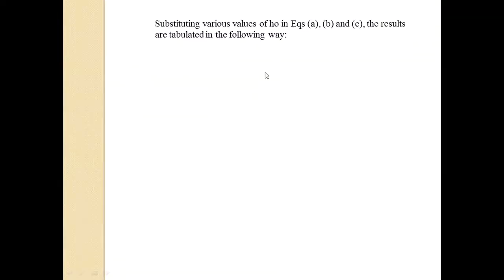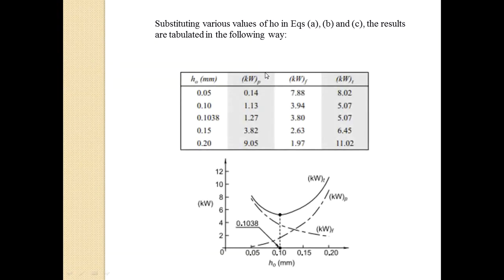So after substituting the various values of H naught in equations A, B, C, the results are tabulated in the following way. Now see here, suppose the trial and error method is there. This is the total energy losses. Now first check the first column. This is the optimum value. At the third point, the optimum value is 0.1038. I have considered the first value of H naught as 0.05, second 0.1. Afterwards we got the optimum value 0.1038. Again we considered 0.15.